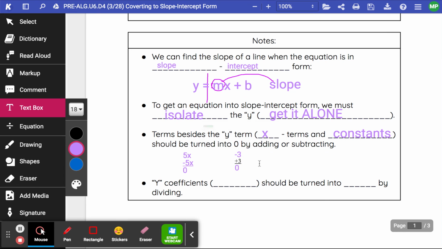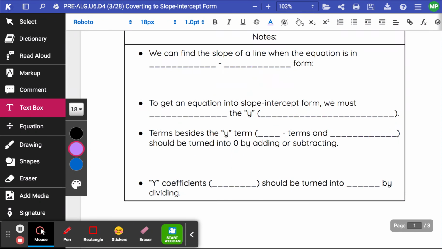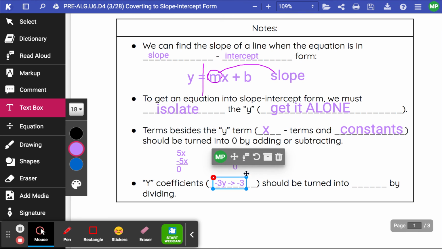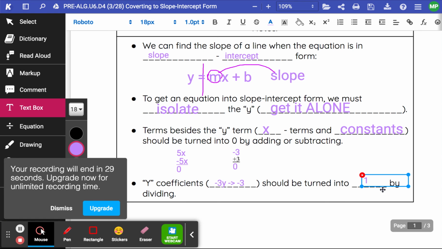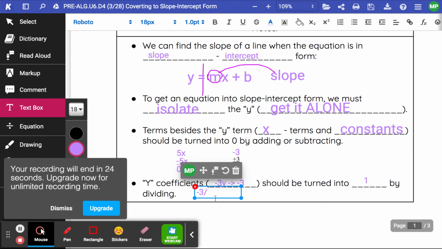But we want to make those terms that are with the y 0 to get rid of them. However, if the y has a coefficient, for example, if I see negative 3y, the coefficient is negative 3. That should be turned into a 1 by dividing. So for example, negative 3 divided by negative 3 equals 1.